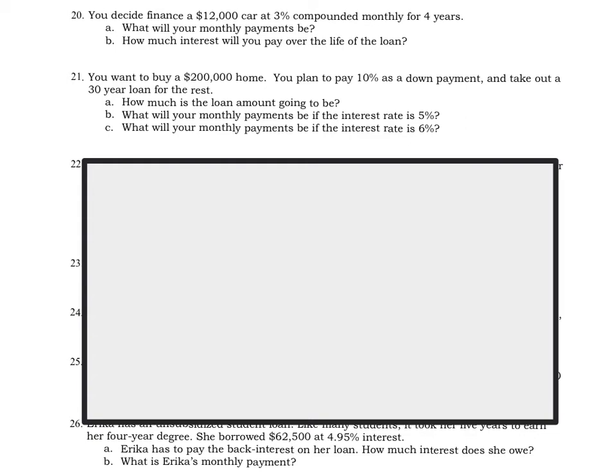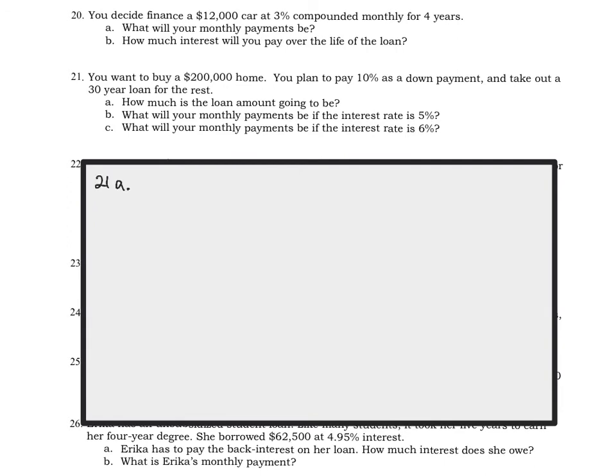Finance practice exercises number 21. You want to buy a $200,000 home. You plan to pay 10% as a down payment and take out a 30-year loan for the rest. So they would like to know, first of all, on 21A, how much is the loan amount going to be?